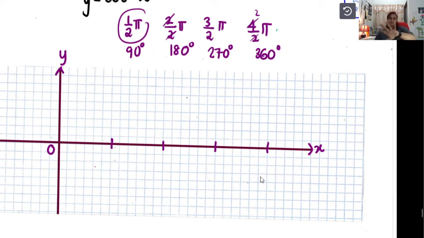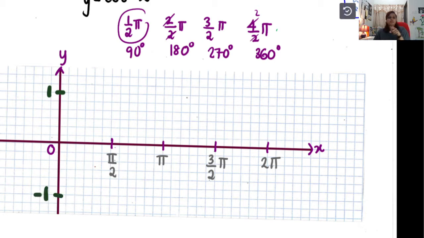You can do the fraction first, okay? 1 over 2, 2 over 2, 3 over 2, 4 over 2. Everything is over 2. So you don't get confused. Okay, pi over 2, pi, 3 over 2 pi, and 2 pi. It's the same if you write it in terms of pi, make sure you know. And then the y-axis is same, 1 and negative 1. Okay, now I'm going to draw the graph.